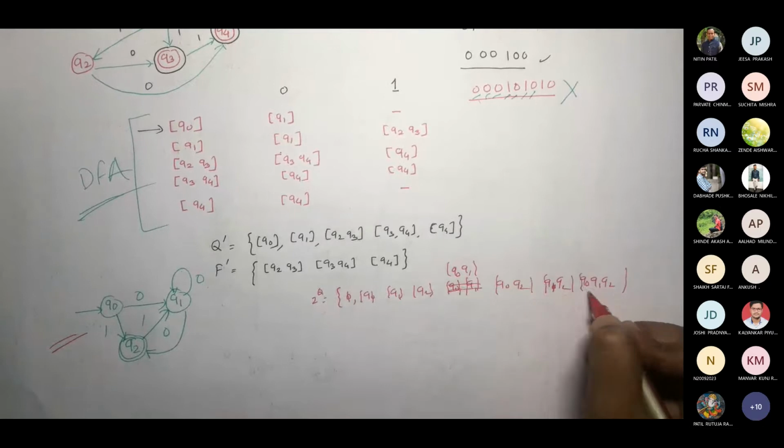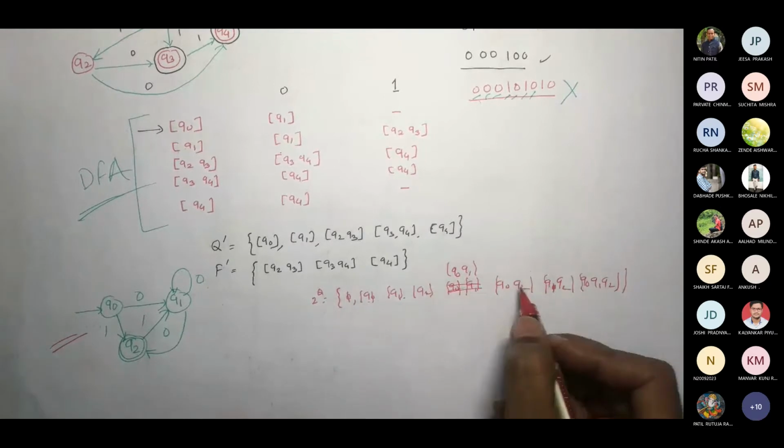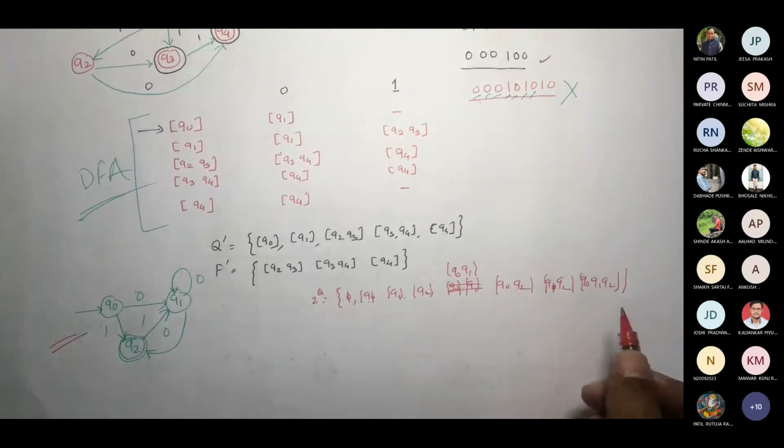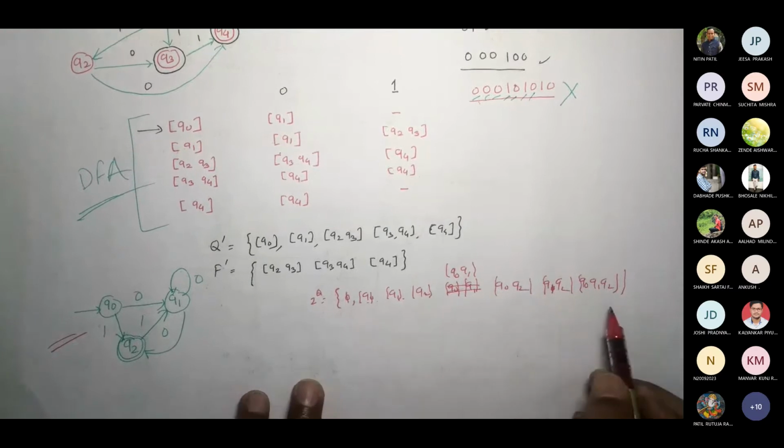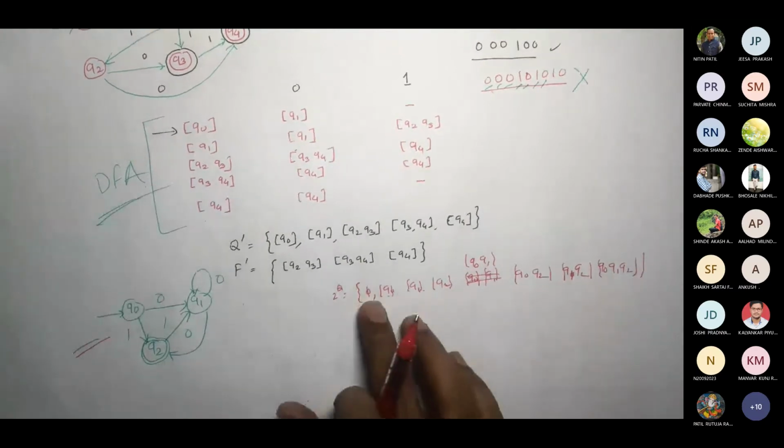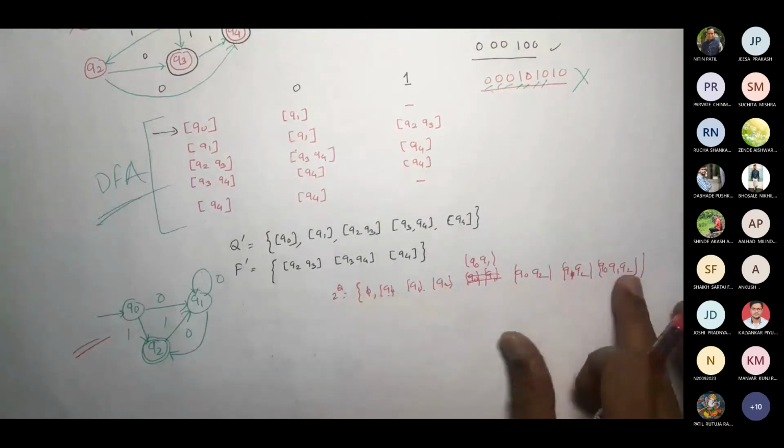Q0, Q2, Q1, Q2, and this. So 1, 2, 3, 4, 5, 6, 7, 8. Correct. So these would be the 8 states that you have. Now, if I try doing it this way, if I convert all of them to be in square brackets.